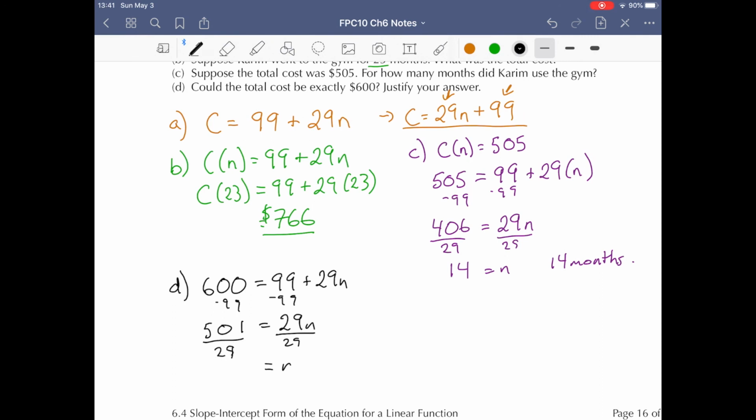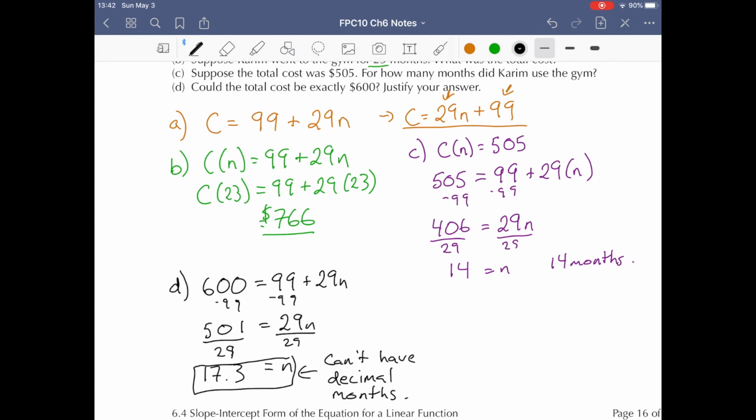We get n is equal to, shouldn't have closed my calculator so quickly. 501 divided by 29, 17.3. So this value is not part of our domain. We can't have fractional months, or decimal months. You pay for one whole month at a time.